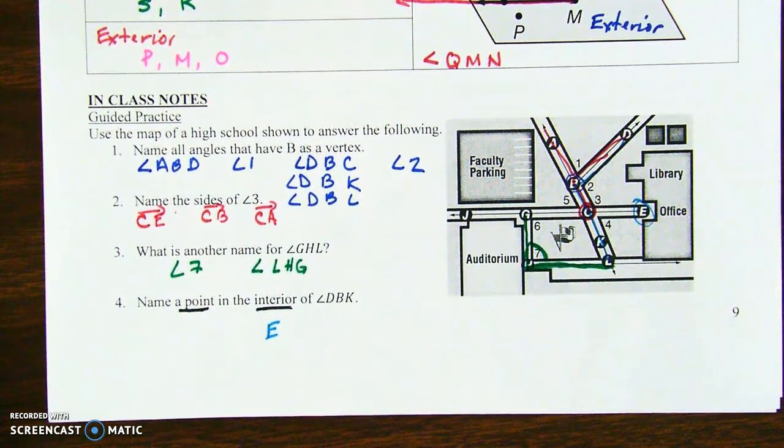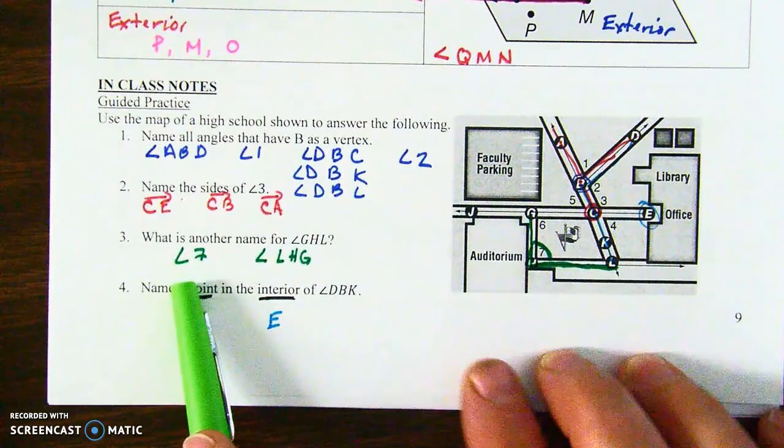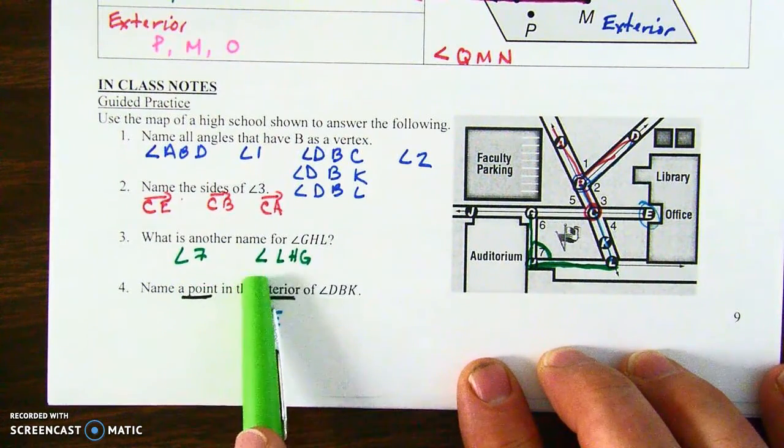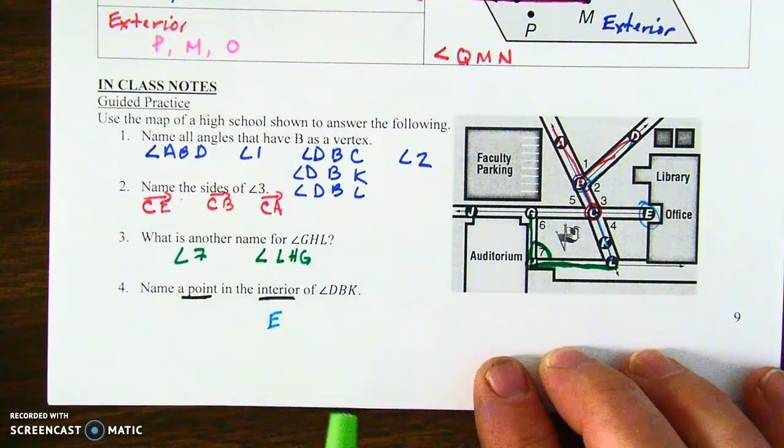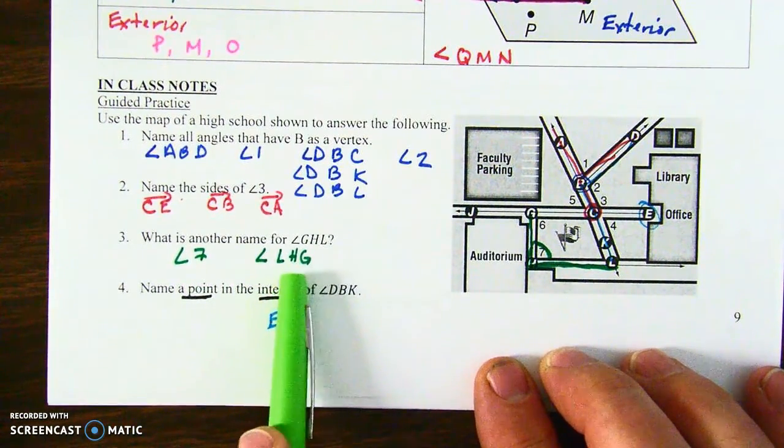I ran out of time on that last one, so I'm going to continue on and emphasize again something that I forgot to mention on this part right here. When we talk about angle 7, we talk about angle LHG. We want to emphasize again that H is always the vertex.